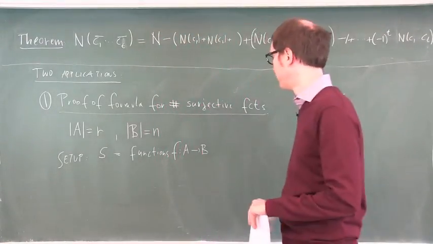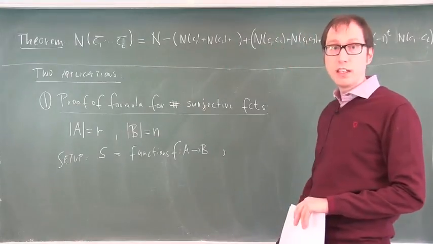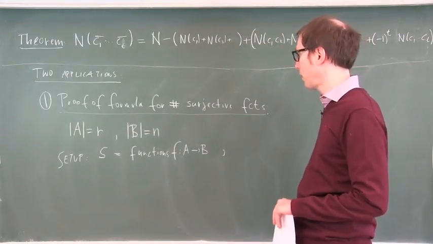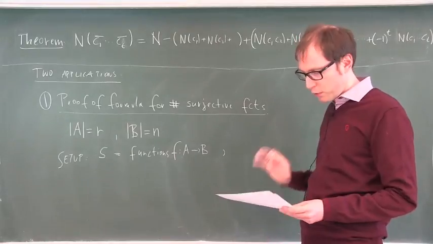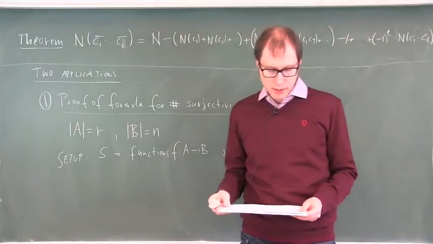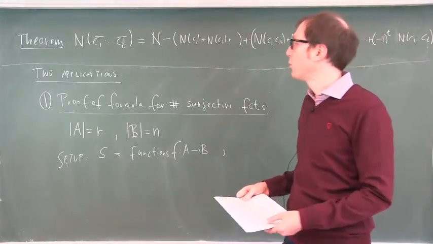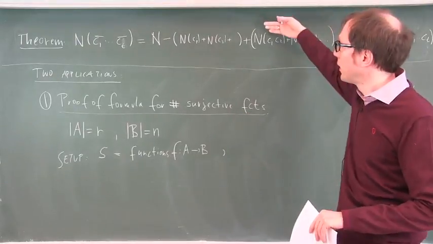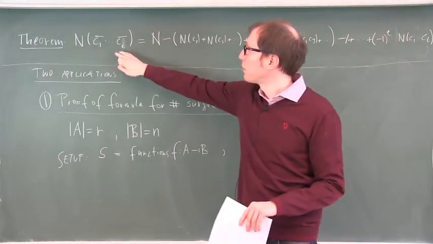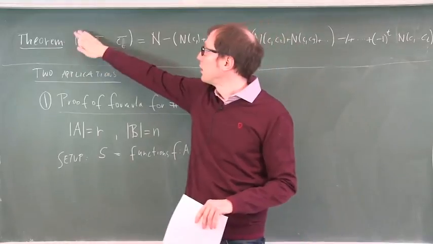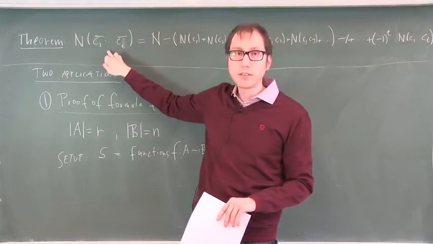From A to B. Next, we need the conditions. So this is the point where you have to think about what you really want. Well, we want to count something. And here's the thing: if you want to use this formula, you should make sure that what you want to count can be expressed in this form.